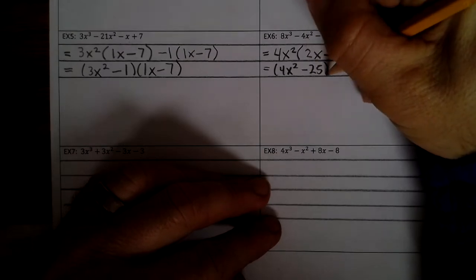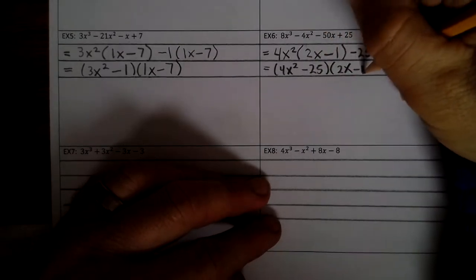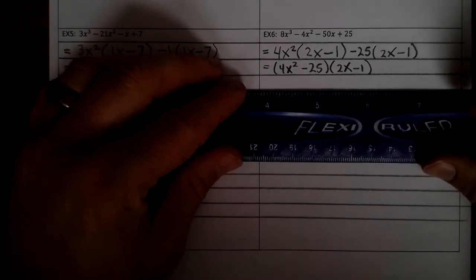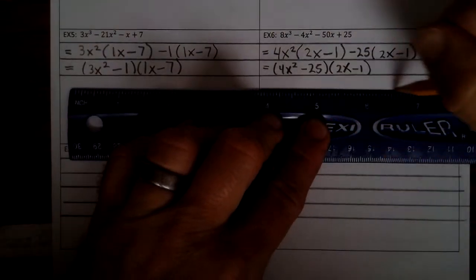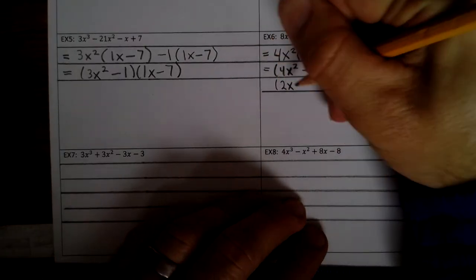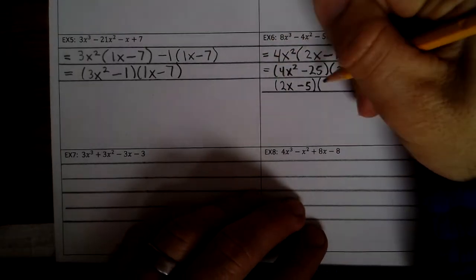Now in this case, there's no step 3 because we can't factor out a common binomial, but step 4, we can actually factor the difference of squares. So 4x squared minus 25 factors to be 2x minus 5 times 2x plus 5 times 2x minus 1.